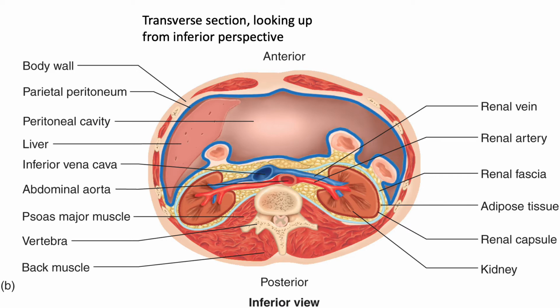Again, the kidneys do have a renal fascia and fat pad around them, protecting them, but you should know their location within the abdomen.